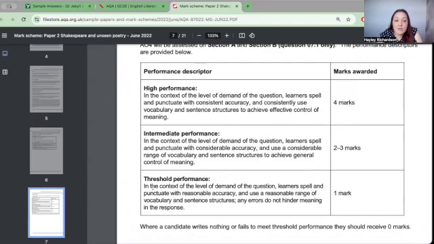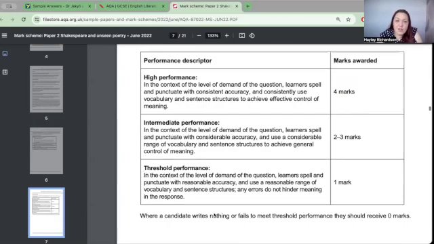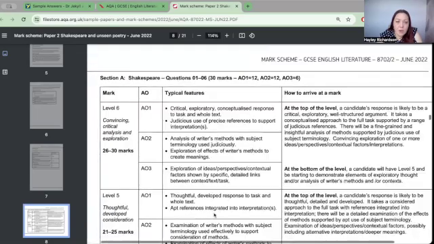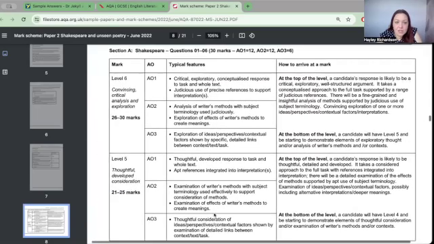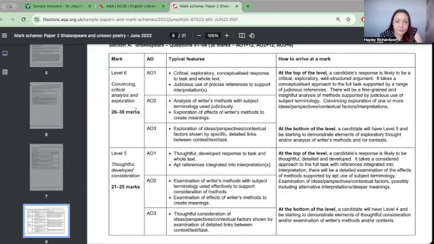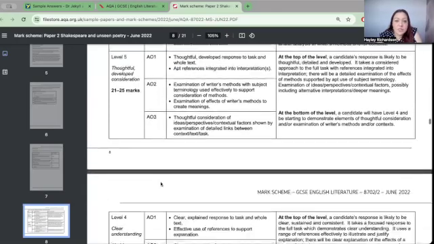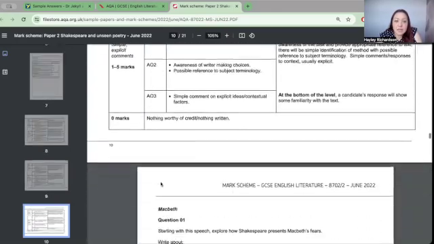Okay, so threshold performance, this means you've just done it. And this is on one particular question, but we're not going to go into that one. So this is our Shakespeare questions. This we're going to look at. So we start at the bottom. Remember what they said? Use it like a ladder. We're going to start at the bottom.